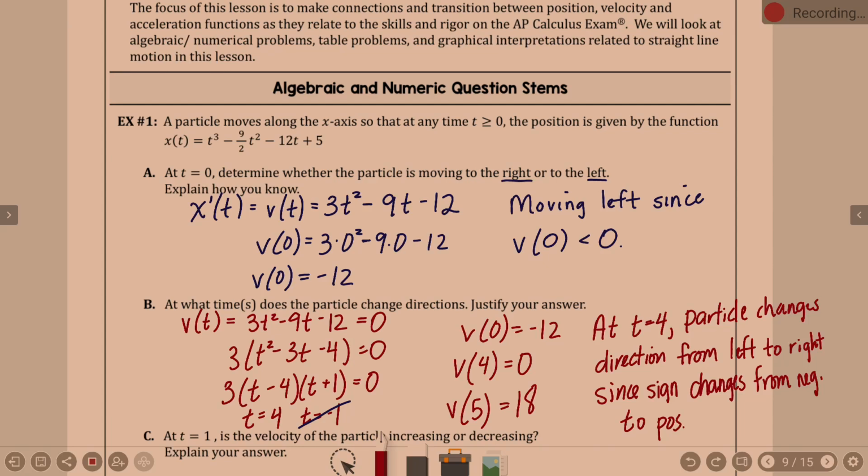Okay, so you have to be careful there because we can't just say, hey, it equals 0. We know this particle changes directions. We just know it stops there officially. It could change directions, and that's what you have to show. Okay?